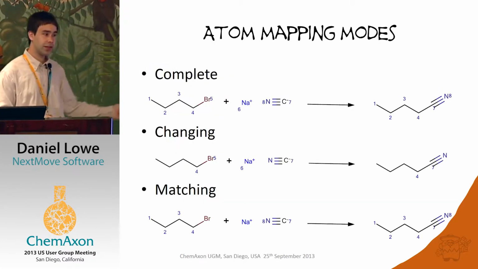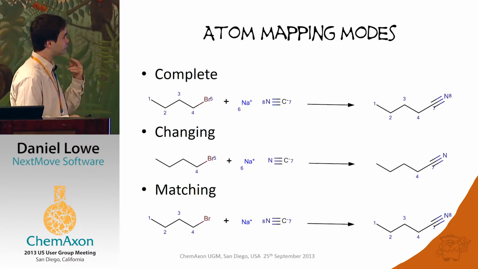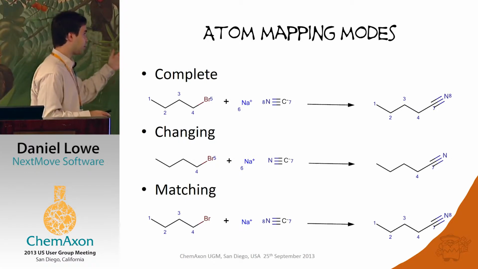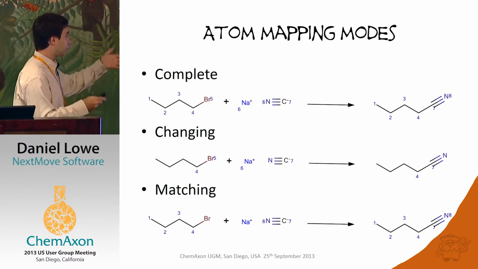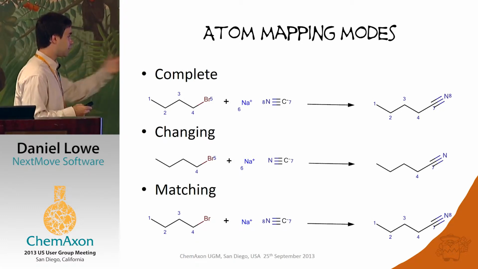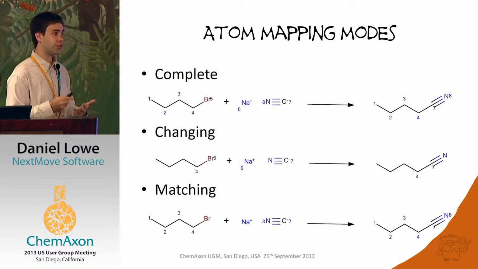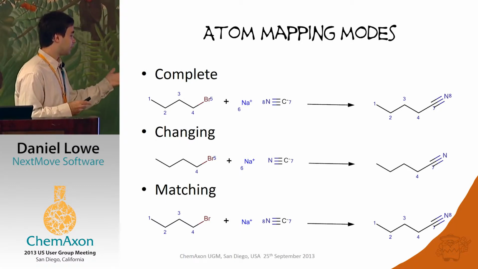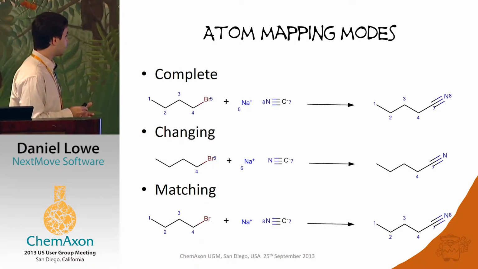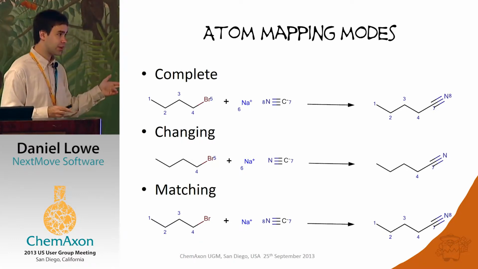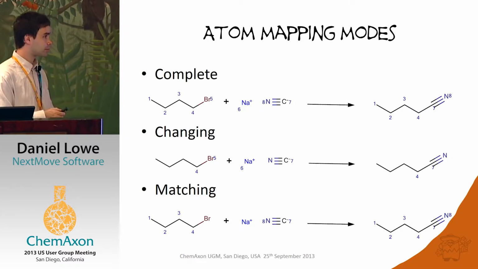Complete, changing, and matching. The difference is to do with which atoms are mapped. In complete, every atom, regardless of whether it's changed in the reaction, will be assigned a label. In changing, just atoms which relate to the reaction center are mapped, and in matching, the only atoms that have a direct correspondent atom in the product are given mappings. For the rest of the presentation, I'll be using the matching style for the mappings I show.